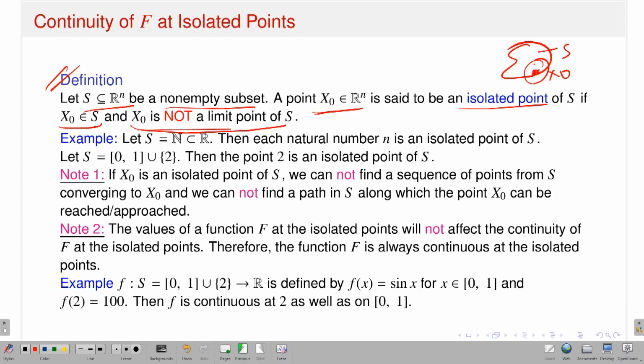So if I have a set S and take a point x naught, I will say it is an isolated point if x naught is in S and x naught is not a limit point. That means there should exist a neighborhood of x naught such that it does not contain any point of S. Okay, let's see some examples.